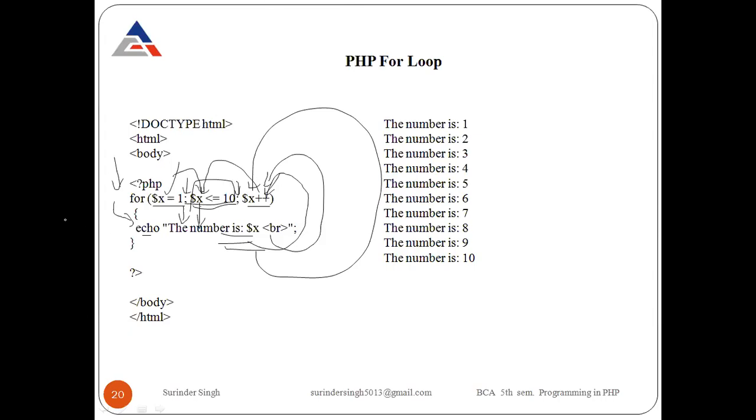Clear? This process will continue whenever the condition is true, and when the condition is found false, control will exit from the for loop. Clear? Is it clear how a for loop will be executed? Is it clear to you?